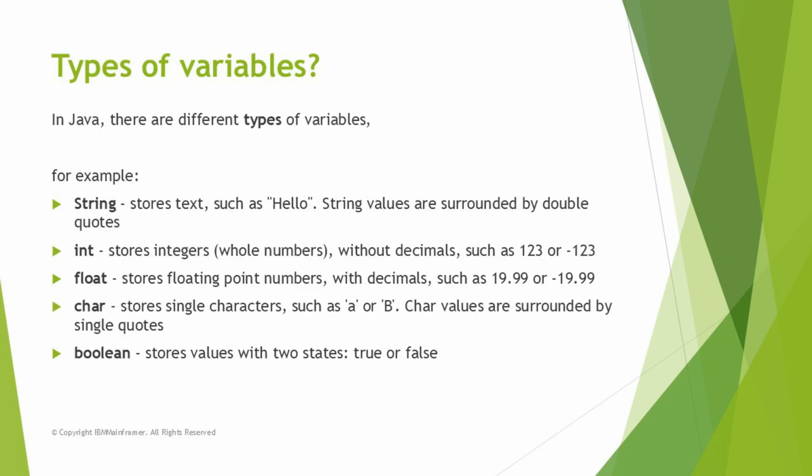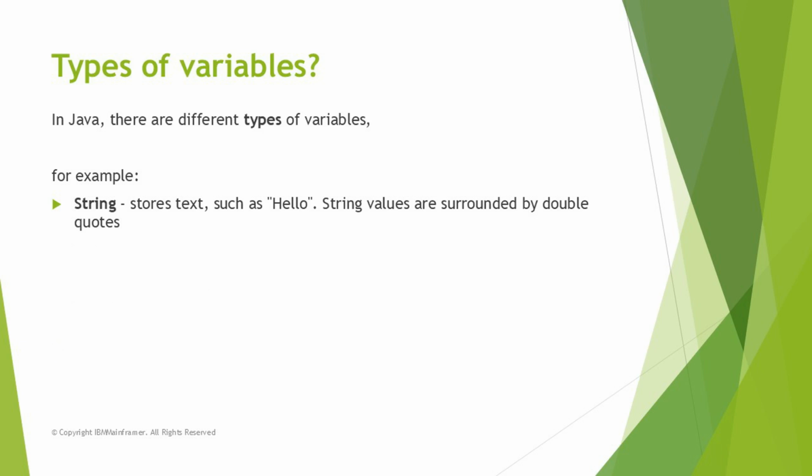Types of variables. In Java, there are different types of variables. For example, I have listed a few of the important variable types here, but there are many more as well, which we will see later. The first one is the string variable. A string variable is used to store text such as "hello", any word can be stored inside the string variable. The value should be mentioned with double quotes. That's why here "hello" is mentioned with double quotes.